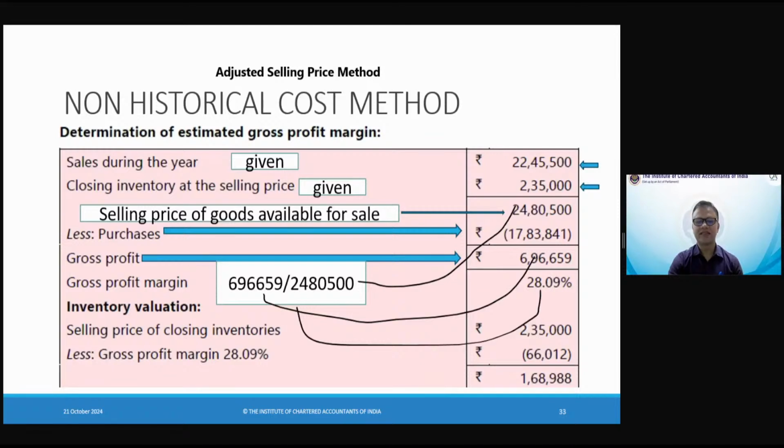Now, once you get it, you deduct this gross profit margin from the selling price of closing inventories: 28.09% into this 235, which is the selling price of closing inventories. You are getting the inventory valuation under the non-historical cost method, that is the adjusted selling price method, as 168,980. I hope up to here it is clear to all of you.